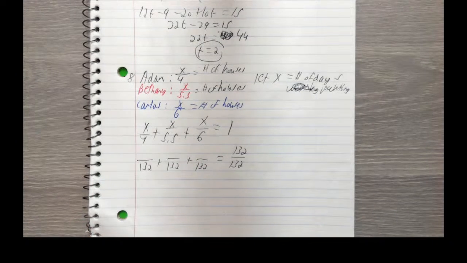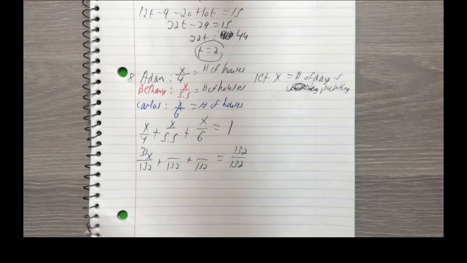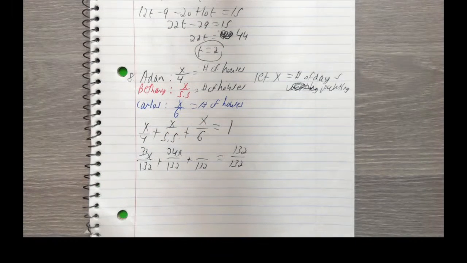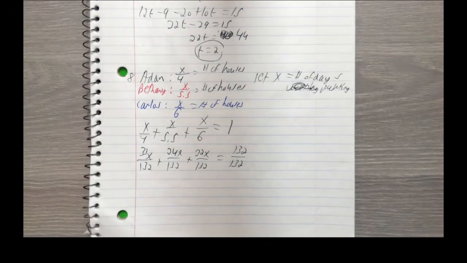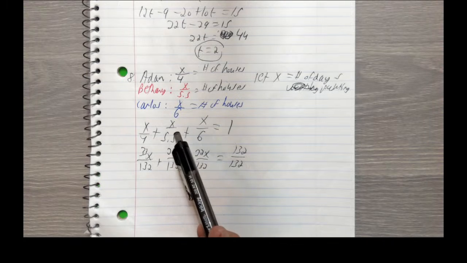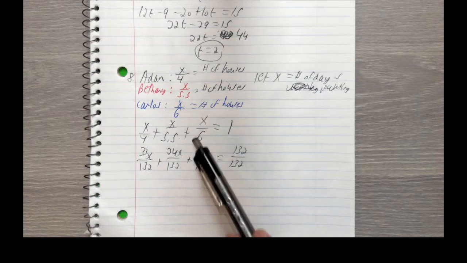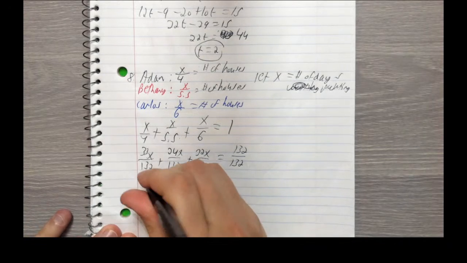All right, so let's make our fraction. So 4 times what gives me 132? 33. So I'd have 33x. 5.5, so 132 divided by 5.5 is going to give me 24x. And then 132 divided by 6 is going to give me 22x. So I basically just said, okay, 4 goes into 132 how many times? 33. 5.5 goes into 132 24 times, and 6 goes into 132 22 times. Now I have all these fractions with common denominators. I can eliminate the denominators.